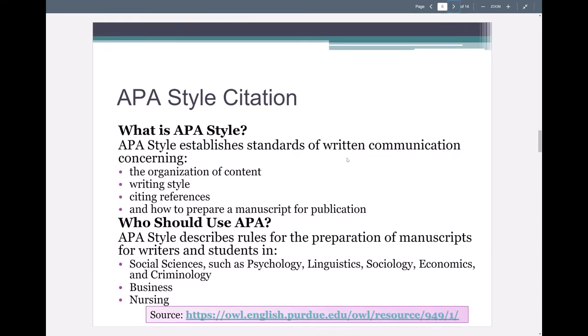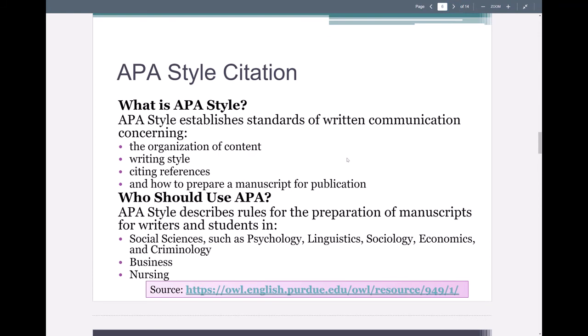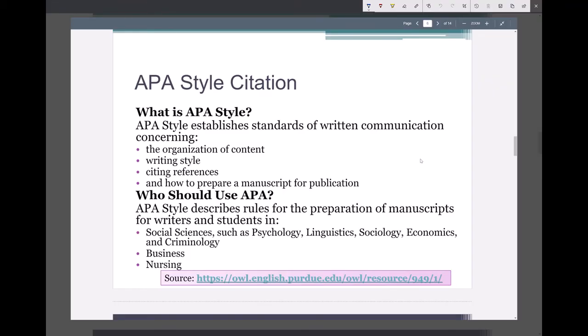So what about the APA style? What do you need to do? Now, at the top, much of this will be review because you have done some APA style citation already.